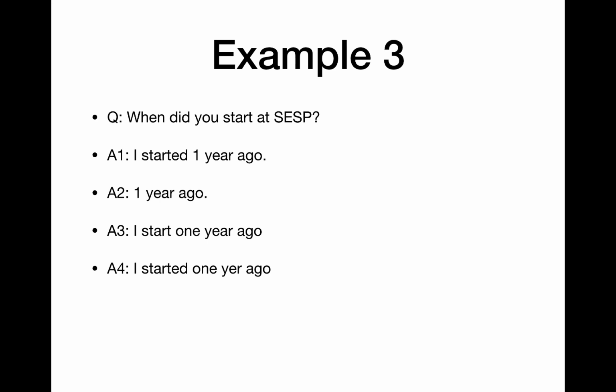Answer number 4, I started 1 year ago. Again, this is a complete sentence that addresses the prompt. The grammar in this sentence is correct, but unfortunately, year is misspelled, and again, we're missing the period, so this sentence only earns 1 point.